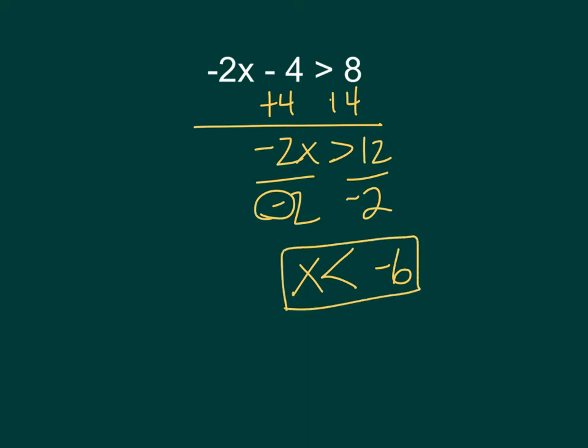I also must be able to graph this inequality. So I'm going to draw my number line, arrows on the ends, place a negative 6 on my number line. Because it is less than, it is an open dot, and the arrow points to the left, so I'm going to shade to the left. Let's take a look at another example.